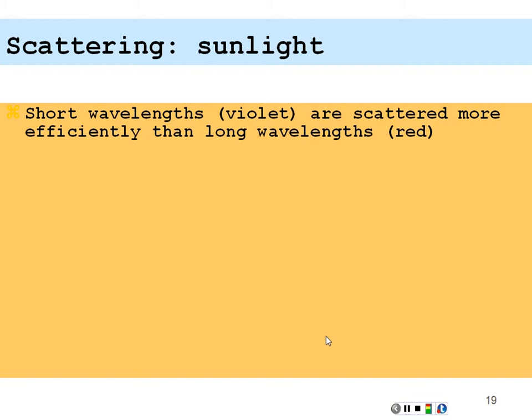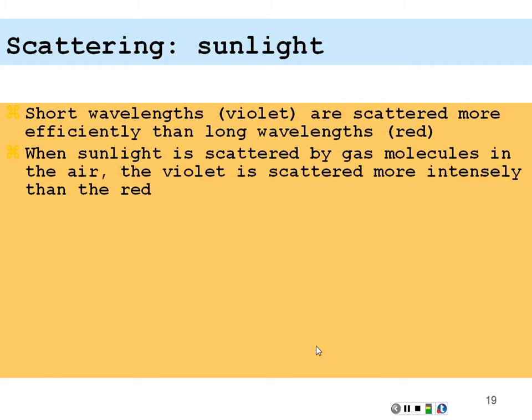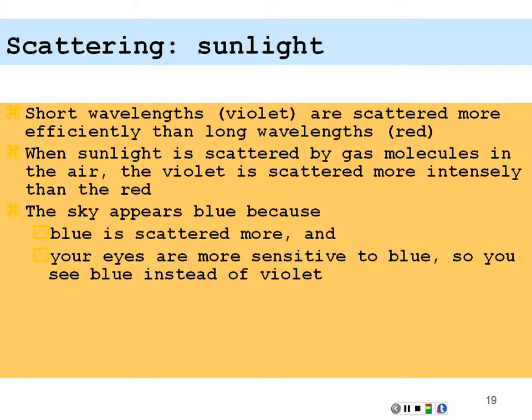Short wavelengths, violet, are scattered more efficiently than long wavelengths, red, in our sky in terms of the visible spectrum. When sunlight is scattered by gas molecules in our air, the violet is scattered more intensely than the red. Hence, we should expect to see that the sky was violet. But our eyes are more sensitive to the blue, which is right next to the violet. So you see blue instead of violet, but they're both being scattered more, and that's why the sky is blue.